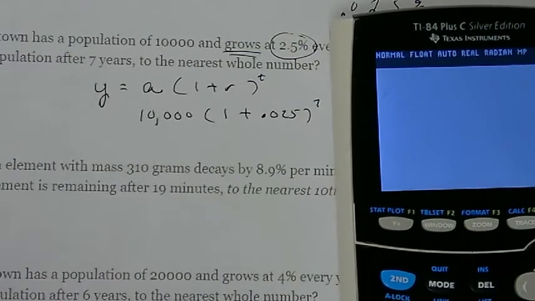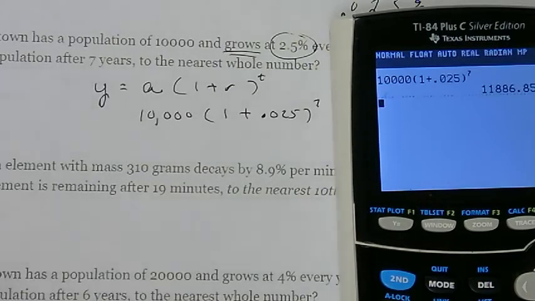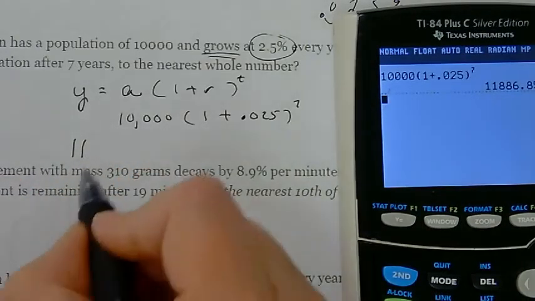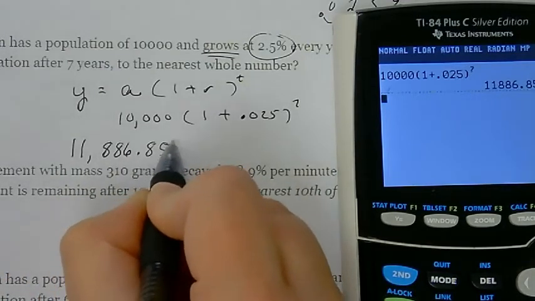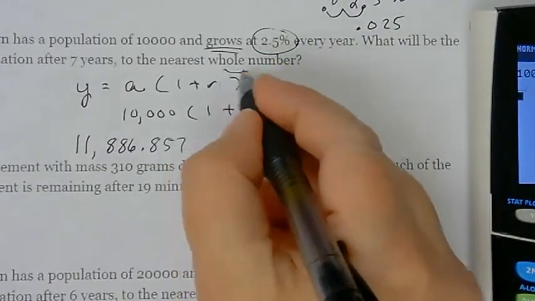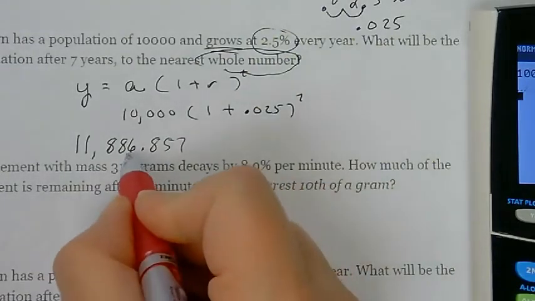So I can type it just like it says, 10,000, parenthesis, 1 plus 0.025, parenthesis, and then the exponent this time is 7. So it should look like that. So I get 11,886.857. But then I want to make sure I go back up to the problem and see how it wants my answer. It wants this one to the nearest whole number. So the nearest whole number would be this spot right here.